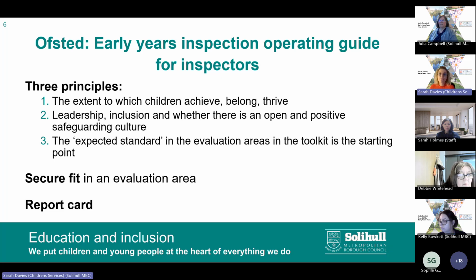These principles are taken from the Early Years Inspection Operating Guide for Inspectors. All inspectors will be working to 3 key principles. The first principle is that they will always consider the extent to which children achieve. So this includes how children are developing knowledge, skills and confidence, if children feel that they belong and feel safe, welcomed and valued, and if children are thriving because the right systems, support, processes and levels of oversight by leaders such as you as SENCOs are in place.